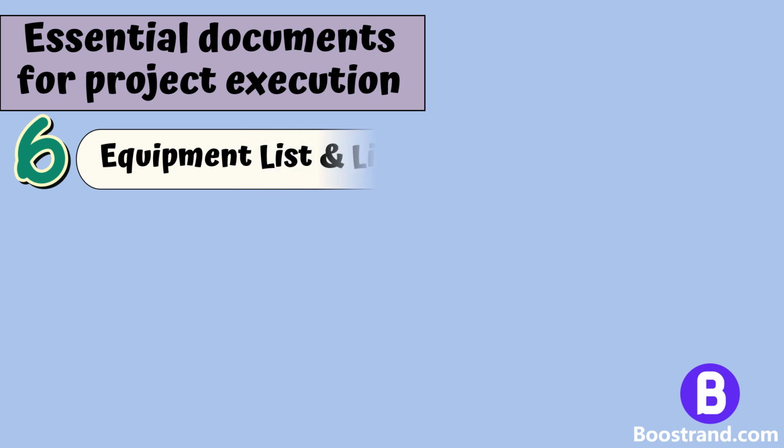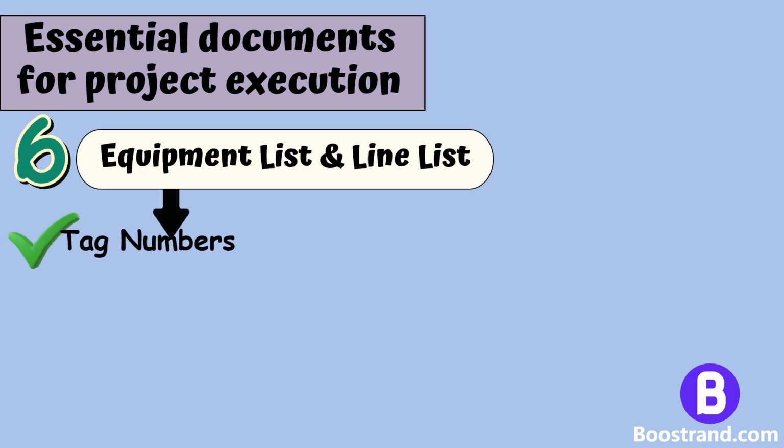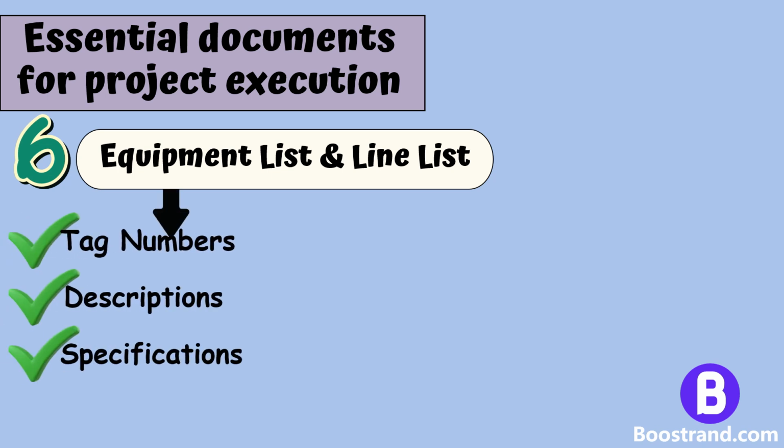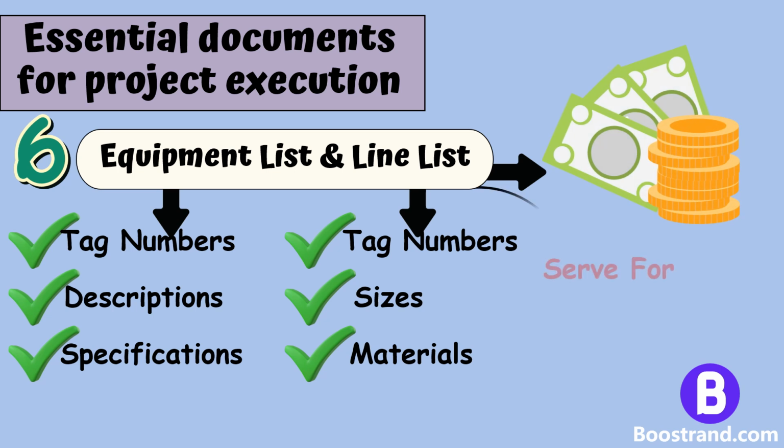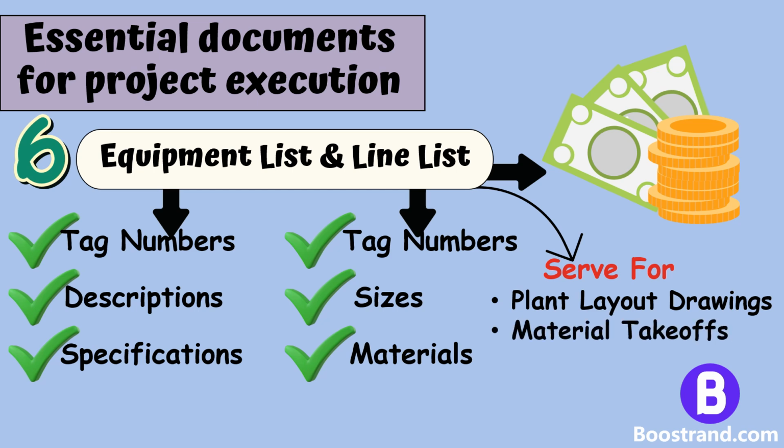Sixthly, Equipment List and Line List. An equipment list provides detailed information on all process equipment, including equipment tag numbers, descriptions, specifications, and other relevant data. A line list focuses on the process piping system, providing information on pipe tag numbers, sizes, materials, and other details. These lists serve as valuable resources for budget quotations and a rough estimation of project costs. They also serve for downstream engineering activities such as plant layout drawings and material takeoffs.